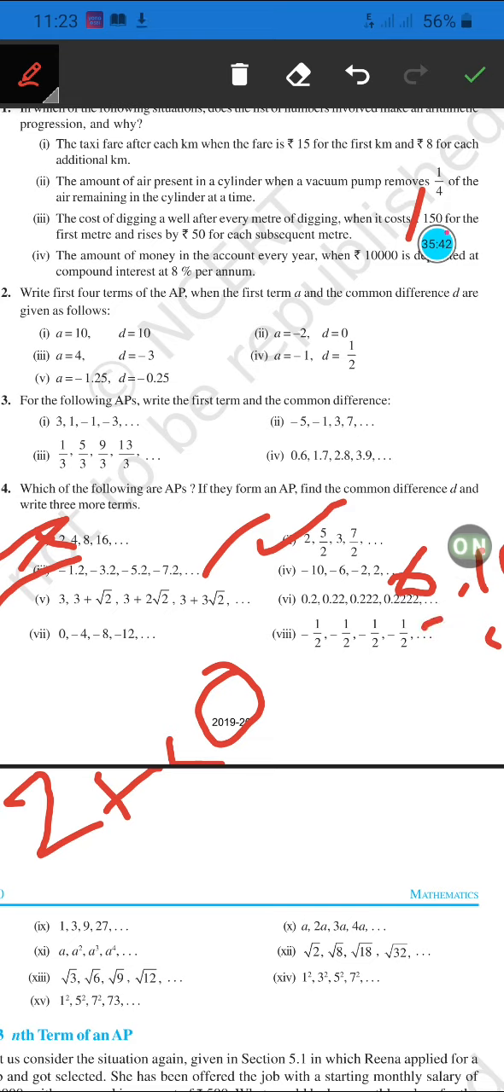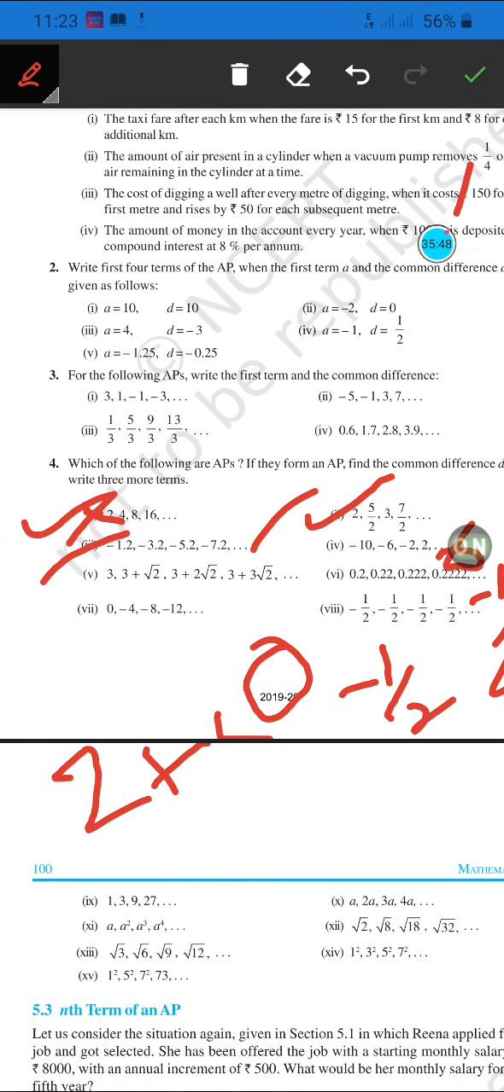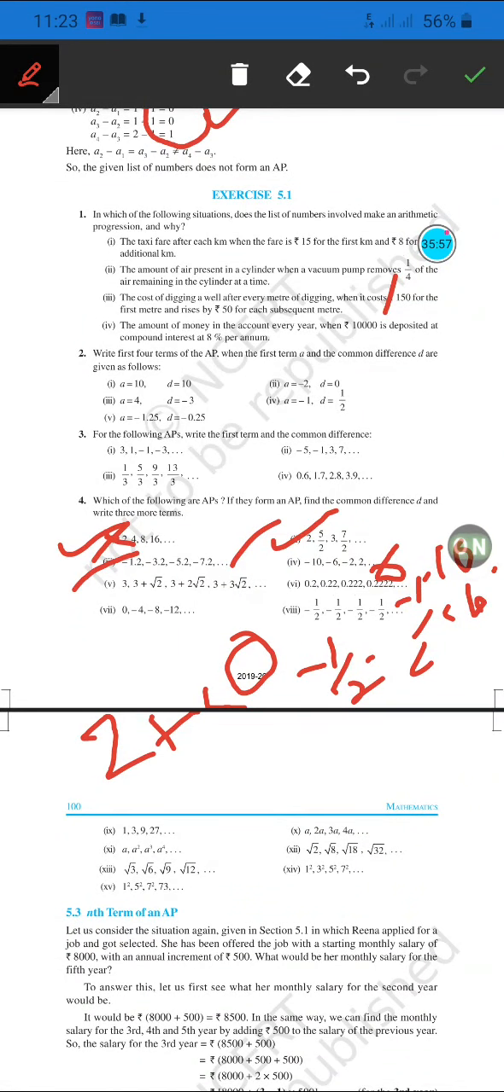The 6th term also minus 1 by 2. The nth term also minus 1 by 2. So in the 8th question, what are the next 3 terms? Minus 1 by 2, minus 1 by 2, minus 1 by 2. So that is a simple question.